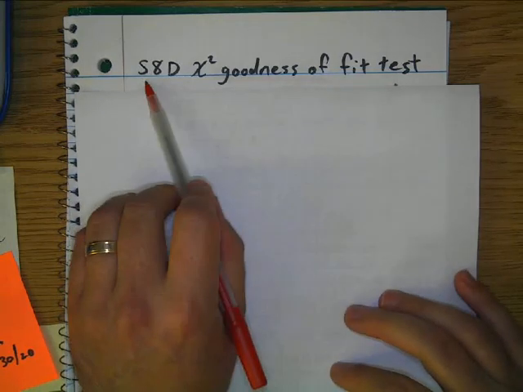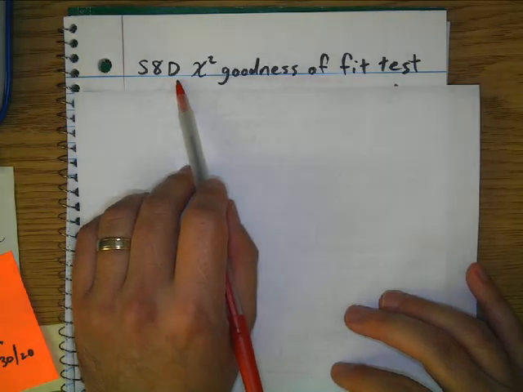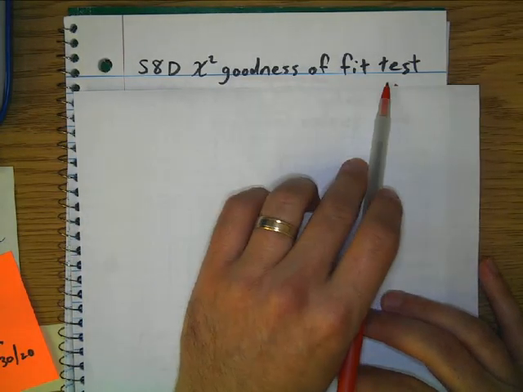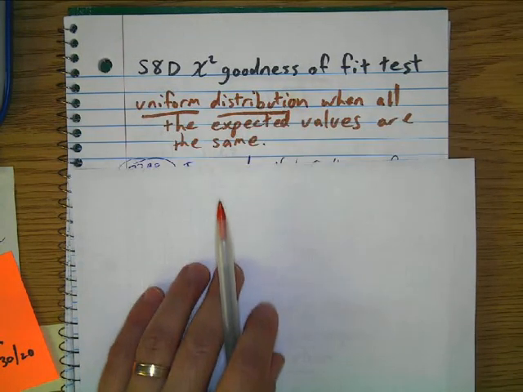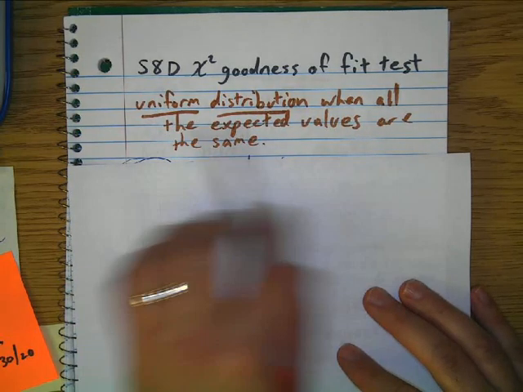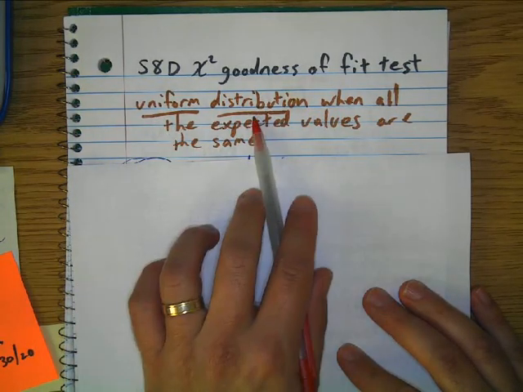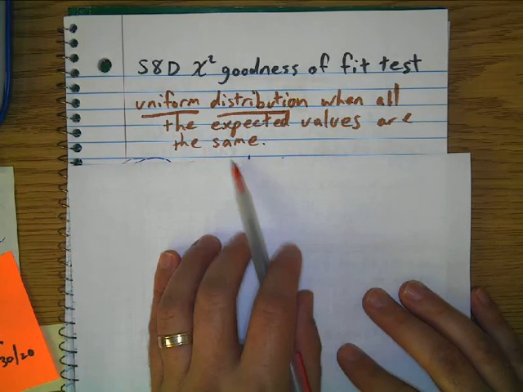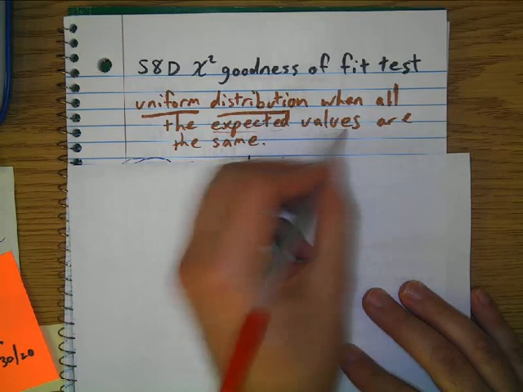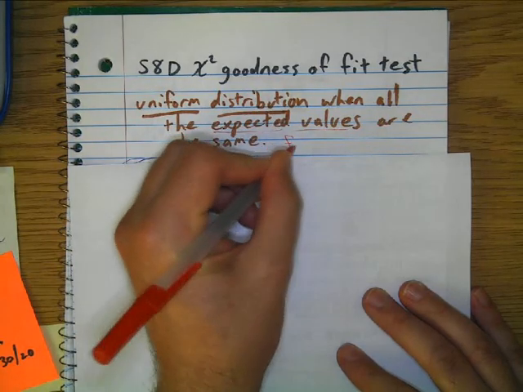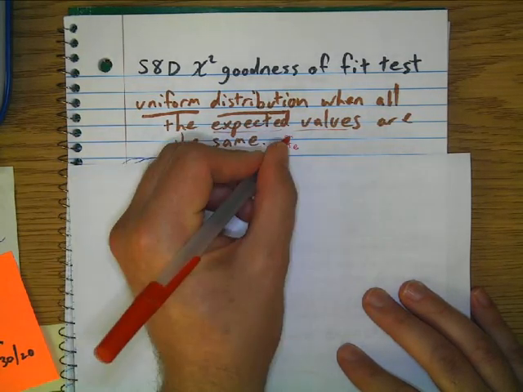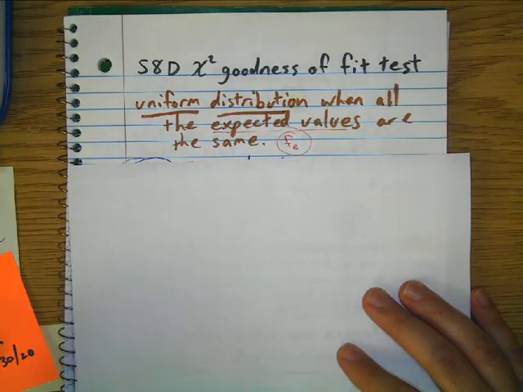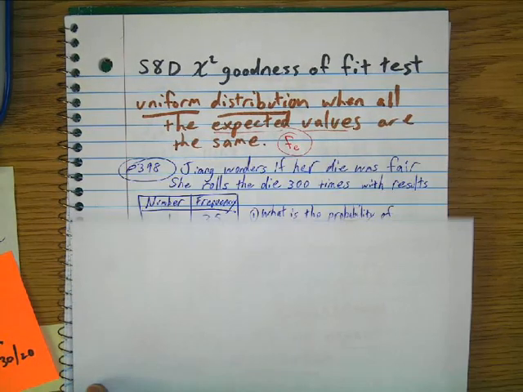All right, we're going to talk about Standard Level, Chapter 8, Section D, Chi-square Goodness of Fit Test. Before we get started, I want to define something: uniform distribution. That's when all the expected values should be the same. Expected values, we would use F subscript E as we've talked about earlier. Let's look at an example.